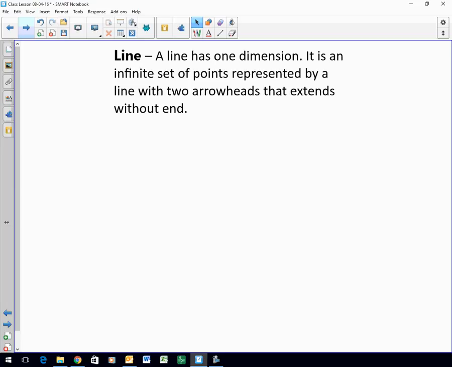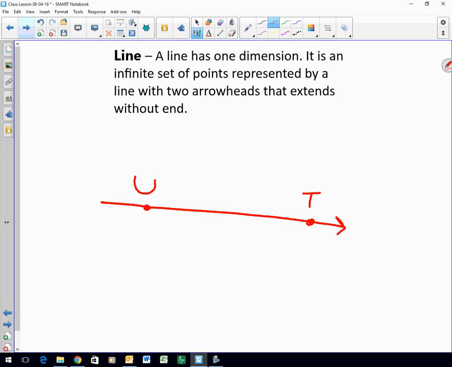Next, a line. A line has one dimension. It's an infinite set of points represented by a line with two arrowheads that extend left and right. It's a lot easier in geometry when you draw a picture. Coach's point, U, can be connected to another point, T, by a line. Check out what a line does. It connects those two points, and it extends beyond those points. Those arrows are really key. That, ladies and gentlemen, is a line.